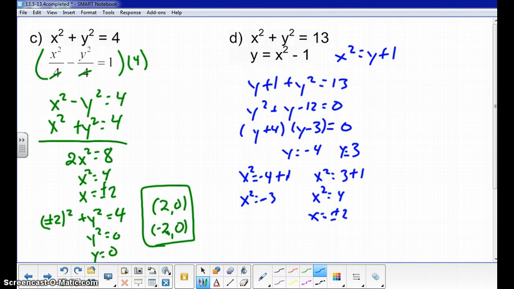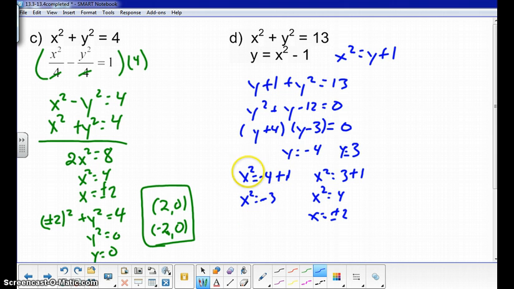Okay, if you check your answers on these, I did a little bit different approach. I did substitution, but I solved this one for x squared. Therefore, I did not have to square again. You could have substituted for y, which would have been fine. I do want to point out one thing here.